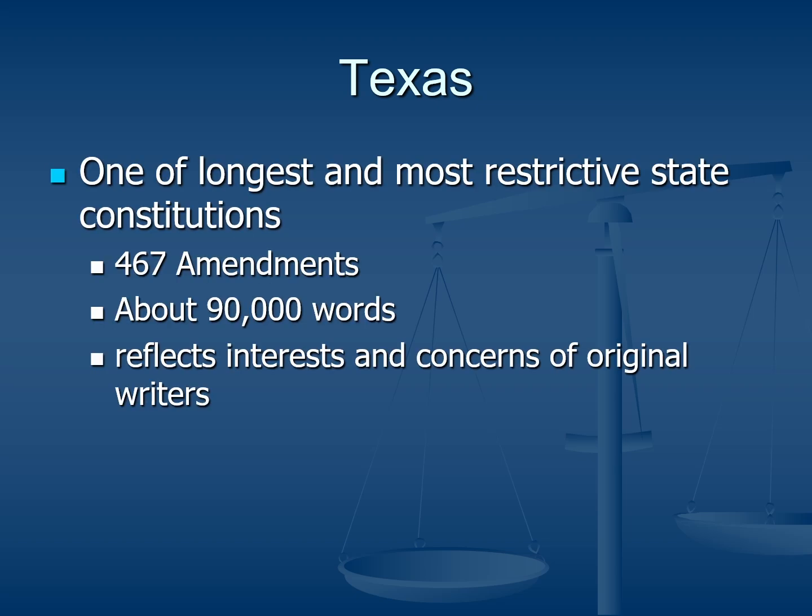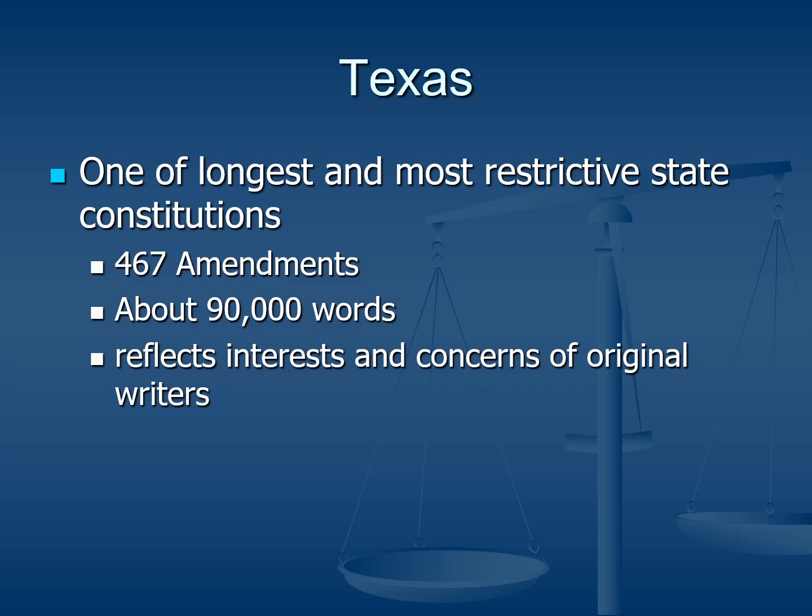Okay, Texas has one of the longest and most restrictive constitutions. The way that we have to pass bills, we have to do this through amendments, and I'll be talking about this later on. There are currently about 467 amendments that we have to vote in. And this is even a little bit dated, because every time the legislature meets, we have to go ahead and approve certain amendments through an election. The Constitution itself is about 90,000 words, and that's a lot.